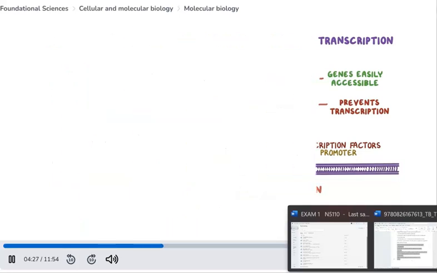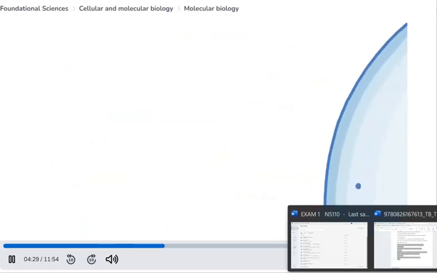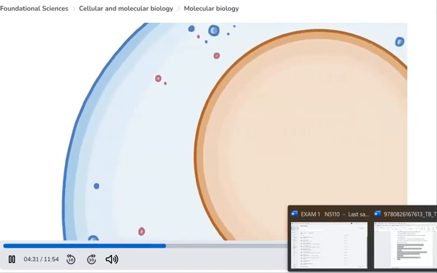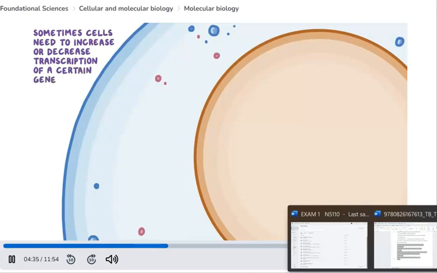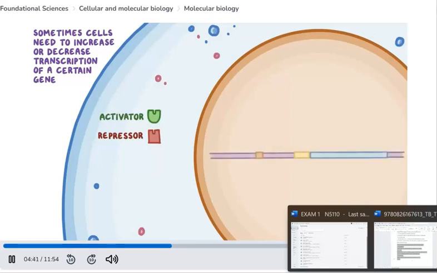So, let's say that based on the epigenetic modifications, our gene is exposed and ready to be transcribed. Sometimes cells need to increase or decrease transcription of a certain gene. And here's where the other types of transcription factors called activators or repressors get involved. Activators kickstart gene transcription through positive regulation. They bind to a DNA sequence called the enhancer, which is on the same DNA strand as the gene. Sometimes it's near the promoter, but other times it's further upstream or downstream.